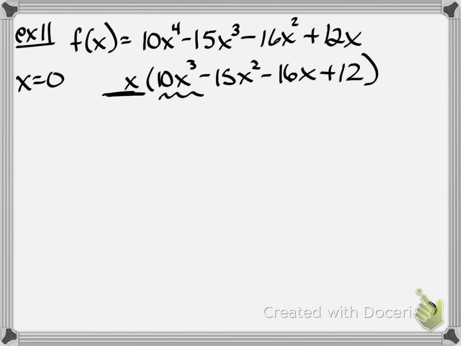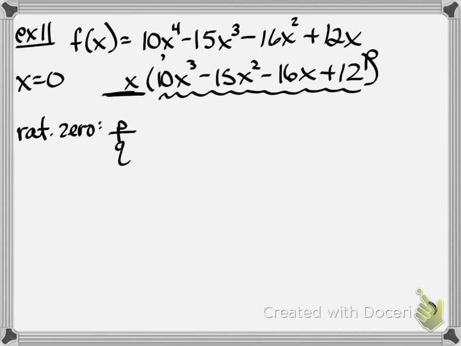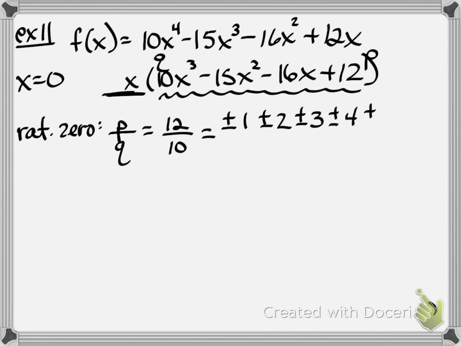Okay, so let's use this and let's do the possible rational zeros. The rational zero test says of all the numbers in the world, we can use p over q, the constant over the coefficient. So we can do plus or minus 1 and 2, all the factors of 12, and on the bottom, all the factors of 10.